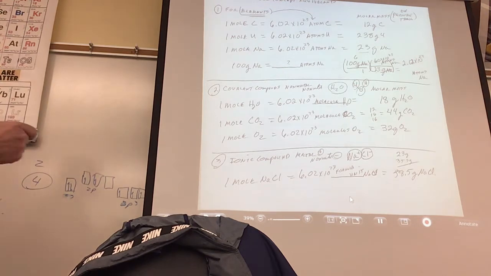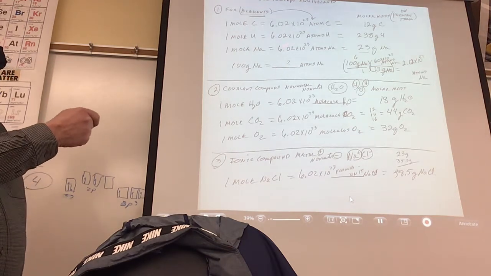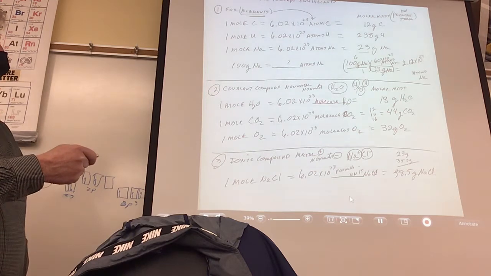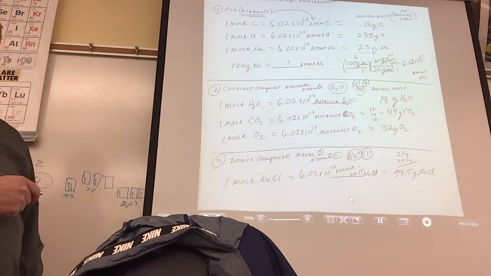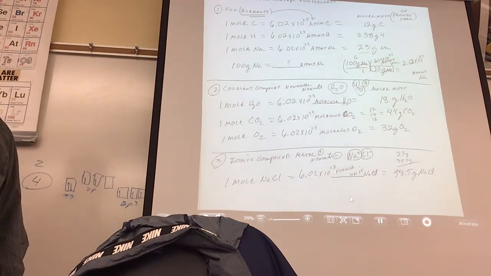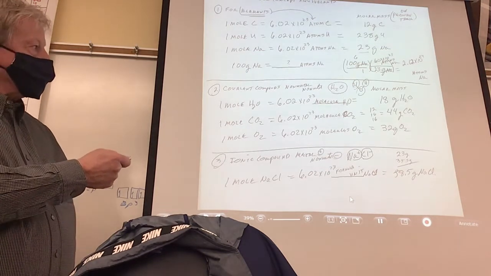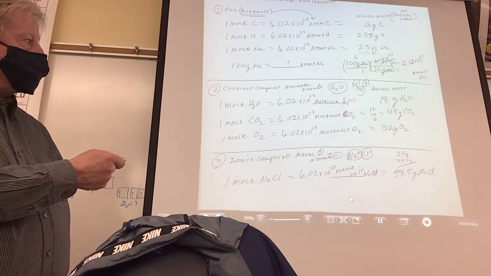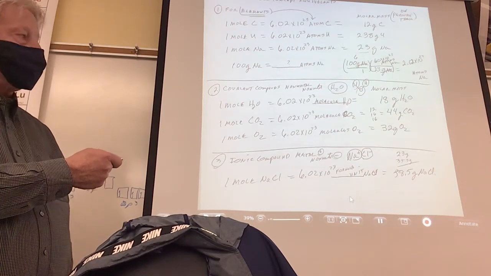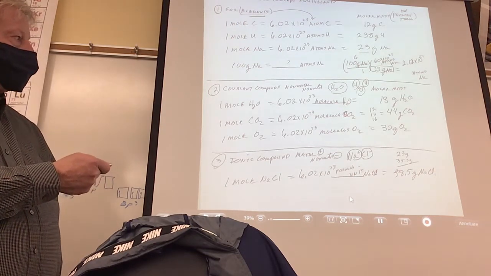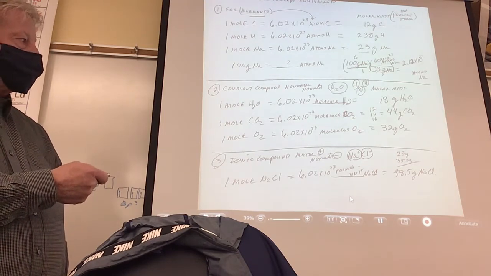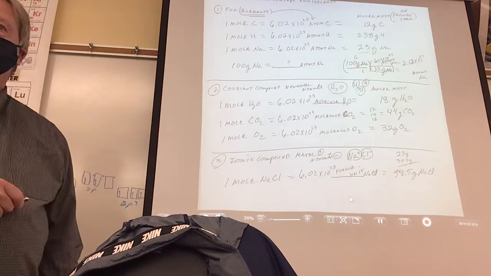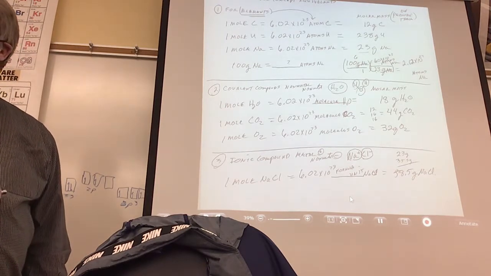If it's a covalent compound, the smallest piece of a covalent compound is called a molecule. The smallest piece of water that acts like water is a molecule of water. Then we just add them up. For water, we had 2 H's and an O: 16 plus 1 plus 1, that's 18. This was 12 plus 16 plus 16, that's how we got 44. And then this was O2: 16 plus 16 gives you 32. Is everybody okay on that one?